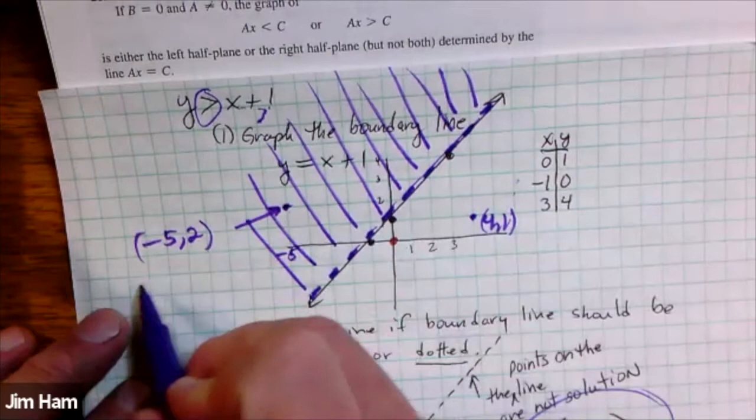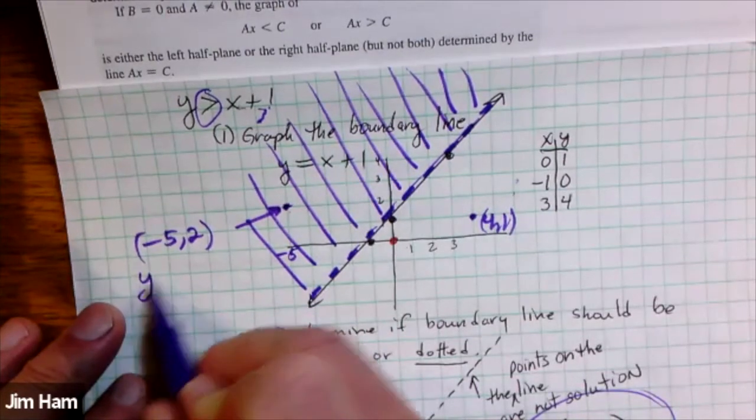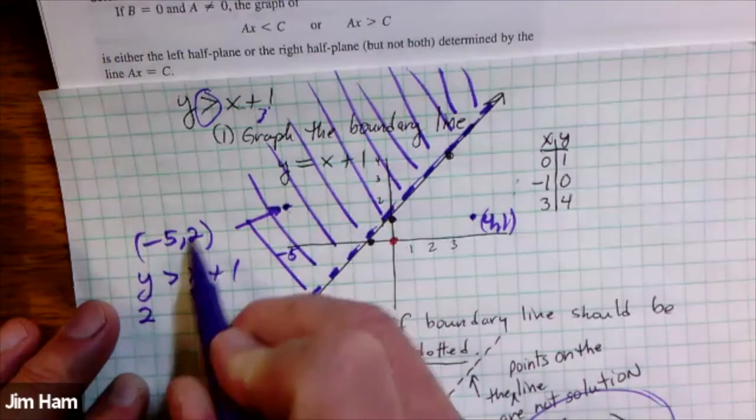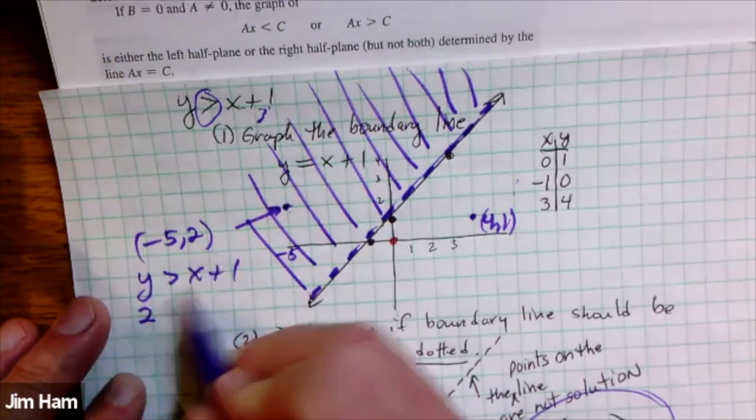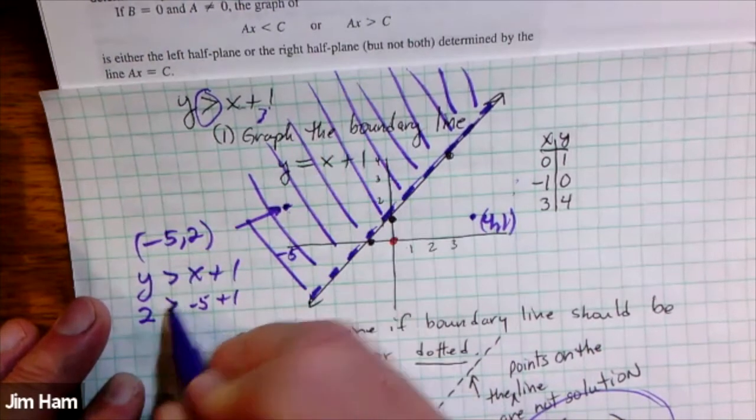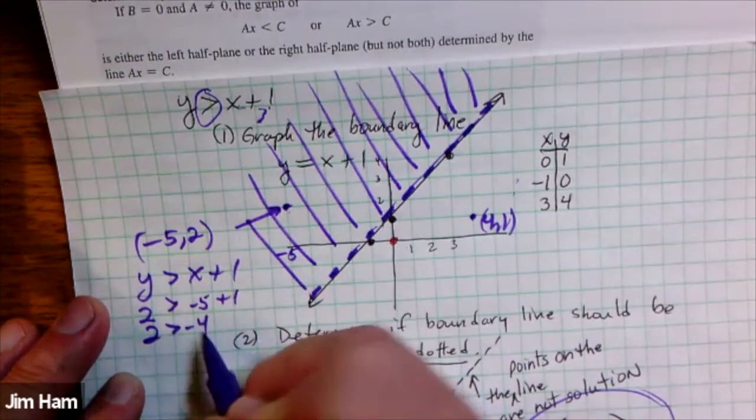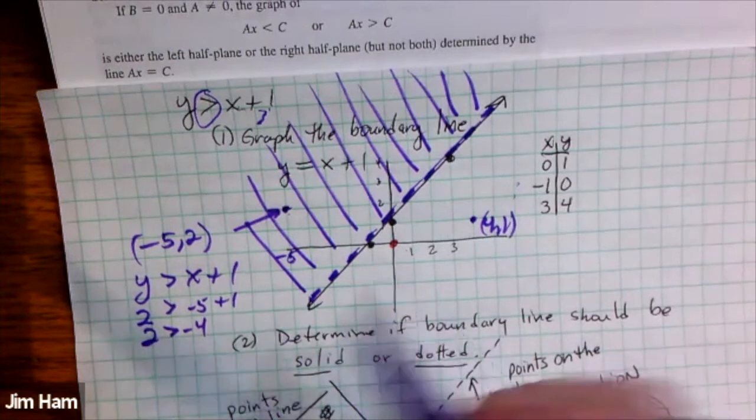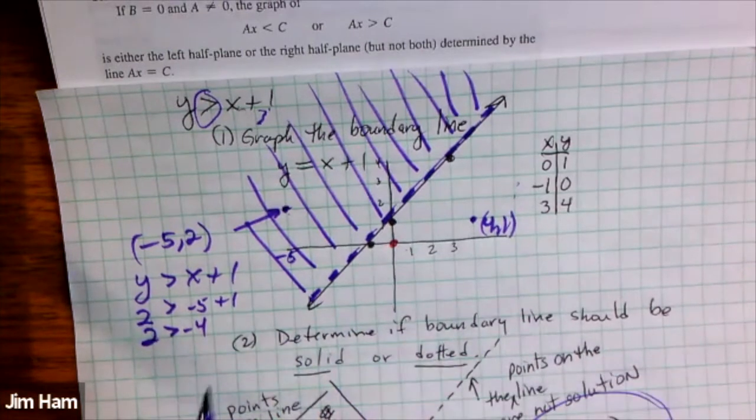Let's check it. If we start with our original inequality, y greater than x plus 1, and we replace the y with the y coordinate there, 2, and replace the x with the x coordinate, -5, we get this inequality that we can work out to be 2 is greater than -4. And yes, any positive number is greater than any negative number, so this confirms that -5, 2 is a solution.